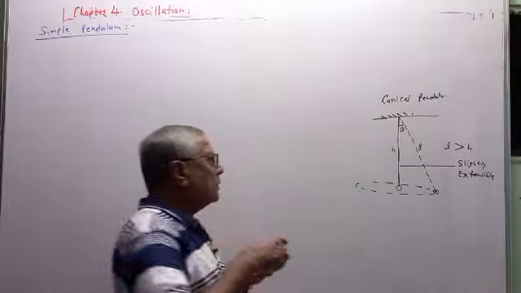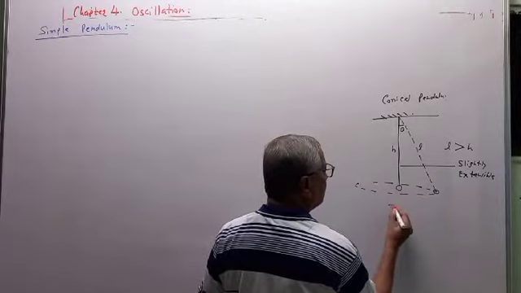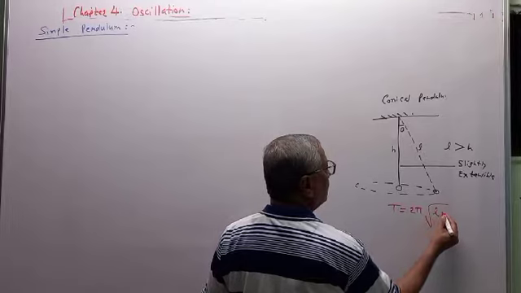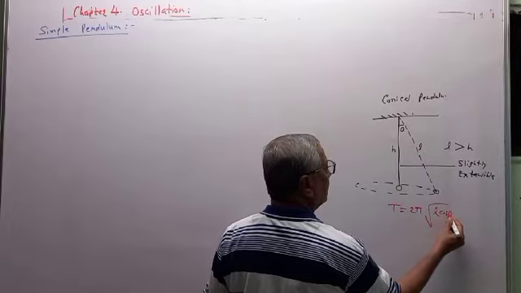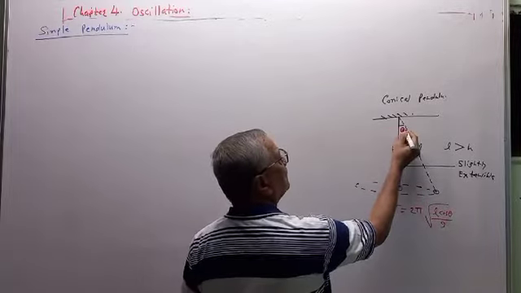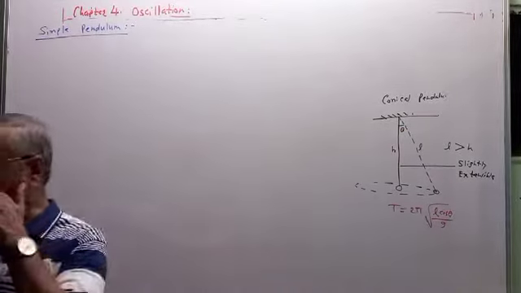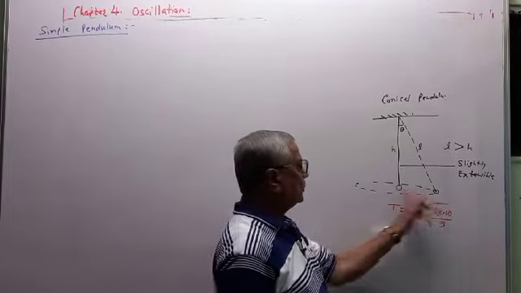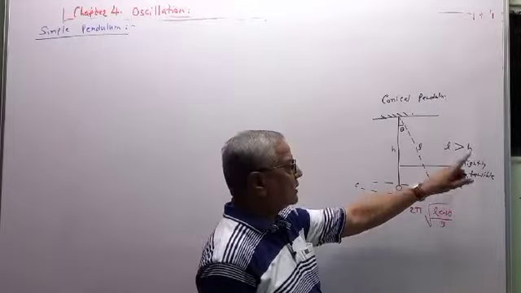The period of the conical pendulum, the period of circular motion, is given by T equals 2 pi multiplied by under root L cos theta by g, where theta is the angle of deflection. Now in case of simple pendulum, the motion is straight line motion, linear SHM. So this is the circular motion, the string is extensible.